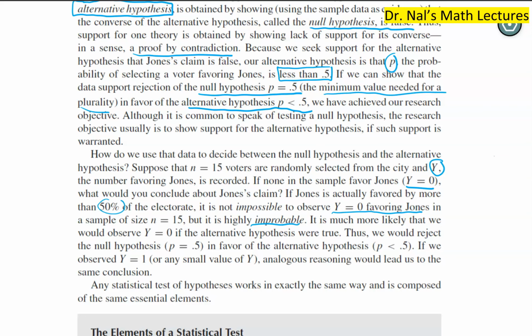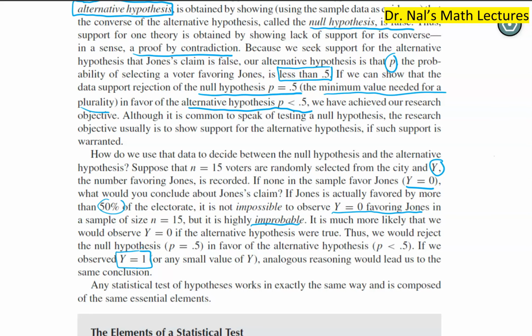If we observe Y equals 1, again, analogous reasoning would lead us to the same conclusion. Why? Because you ask 15 people in the street, one of them says he favors Jones, 14 of them say they are against Jones. So how likely is it that during the general election Jones will be elected? I mean, very unlikely again. So we would need at least 3, 4, 5 so that we can give some chance to Jones, right?